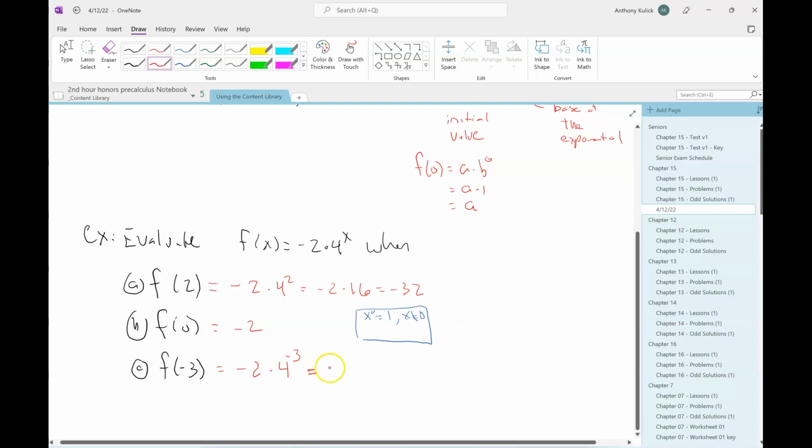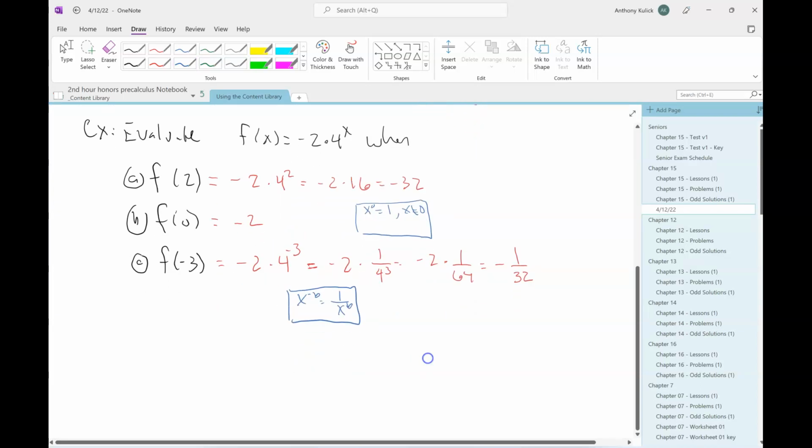One over 4 to the third, very good. And 4 to the third is 64. So that gives me negative 1 over 32 when I reduce. So the exponent rule I used there was that negative exponents make a reciprocal.